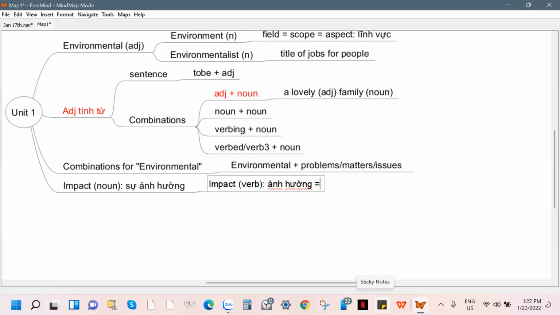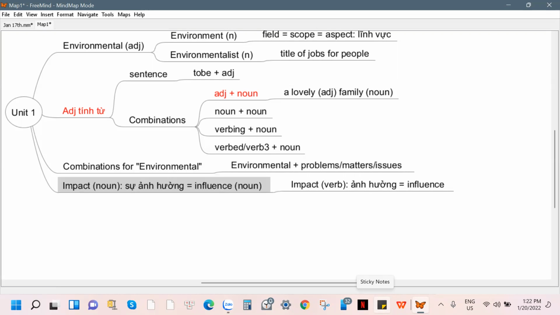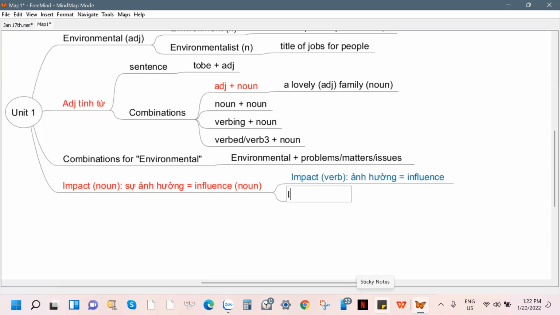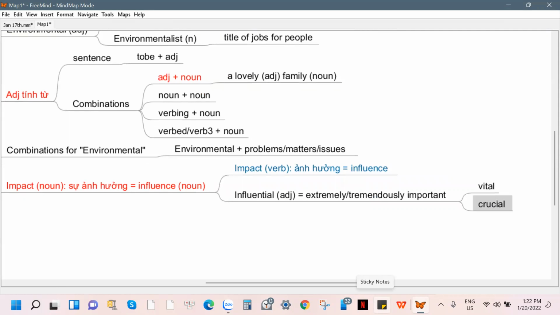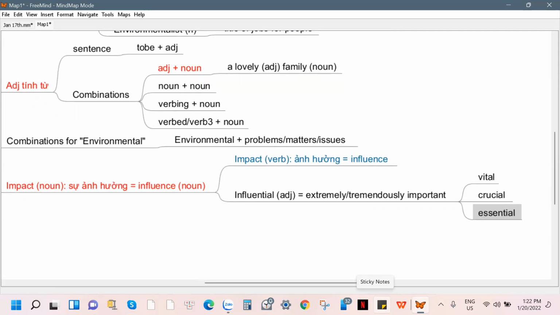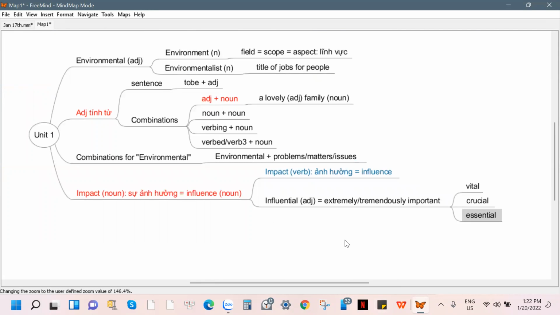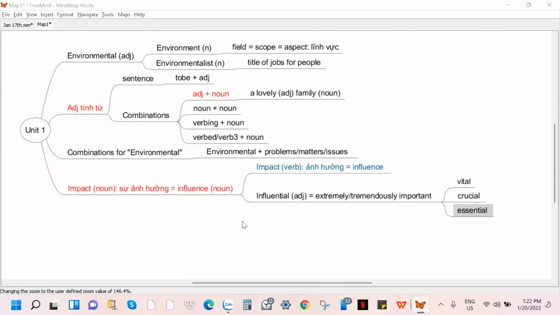So the impact is an action verb. Please remember influence. And impact is a noun in English. Please remember influence. That is also a noun in English. And one more thing. We have the word influential. Influential is an adjective. It means something extremely or tremendously important. And if you want to say that something is tremendously important, you can say something is very influential or something is very vital, crucial, essential. These are the words that are very old to you, but we need to remind you of all kinds of word forms in English. So let's start.